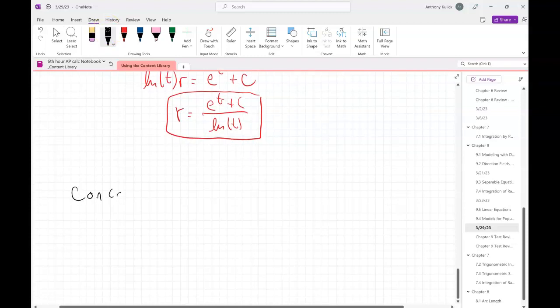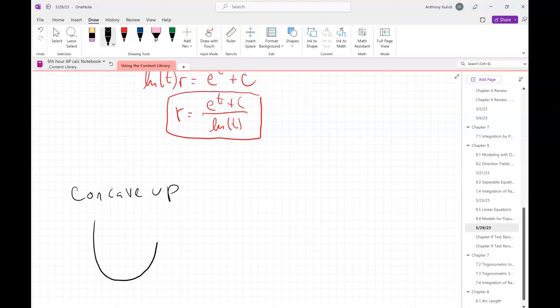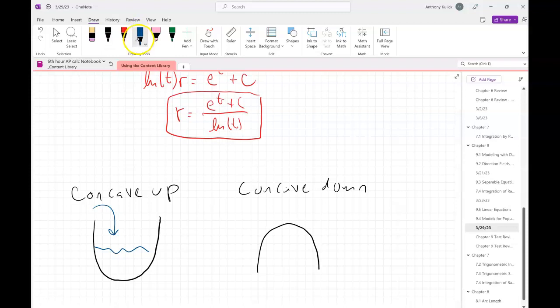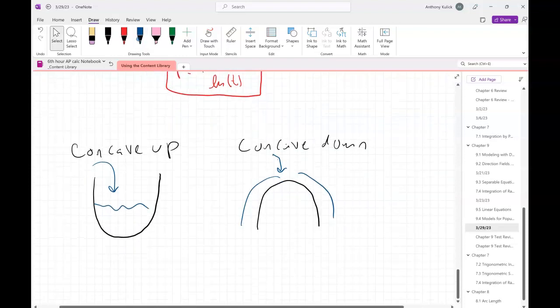Sure. Okay. So concave up is something like this, where if you think about filling it with water, it'll hold water. Concave down is something like this, where if you try to add water on it, it would just run off.